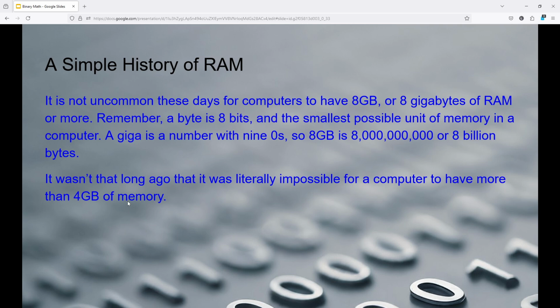RAM for everybody. So keep in mind, let's go over some of our numbers here. A byte is 8 bits. That is the smallest possible unit of memory in a computer. A giga is a number with 9 zeros. So 8 gigabytes is an 8 followed by 9 zeros, or colloquially known as 8 billion bytes. Now, it wasn't that long ago that it was literally impossible for a computer to have more than 4 gigabytes of memory.